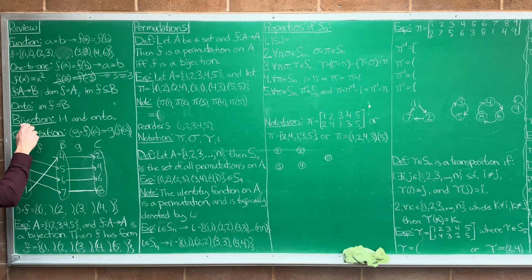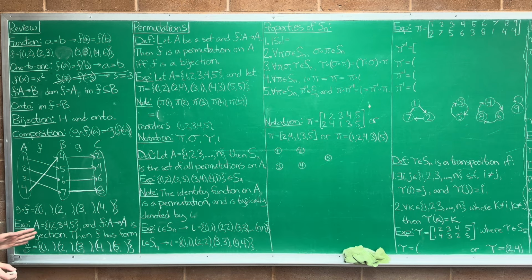That means it maps everything. If f from A to B is a bijection, that means it maps everything from A to everything in B in a one-to-one way. You'd be both one-to-one and onto. Bijection, good?